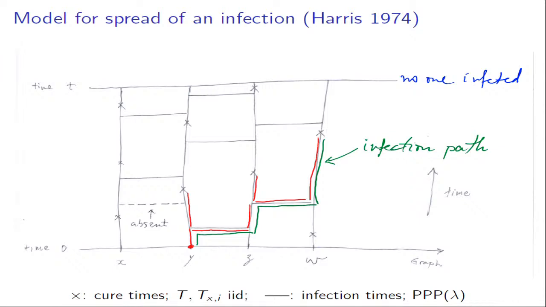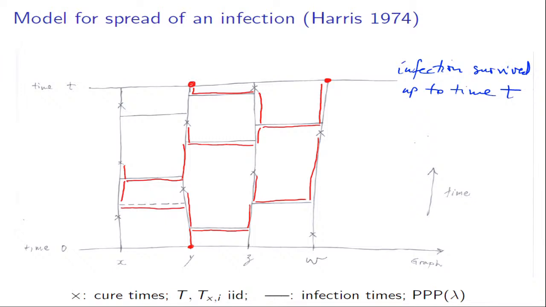But if this bond were present, then we have the previous paths, but now there are extra ones. So we have a continued spread of the infection. At time t here, we actually find some people who are sick. So in this case, for this configuration of crosses and bonds, the infection has survived up to time t, starting from y.